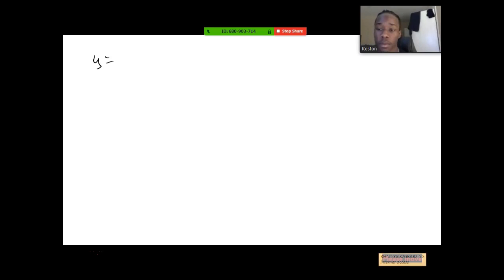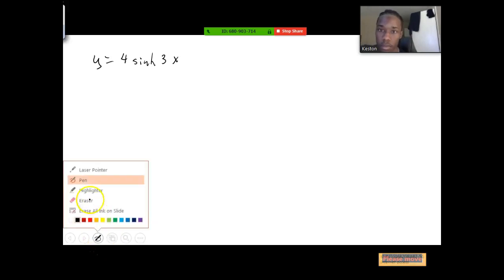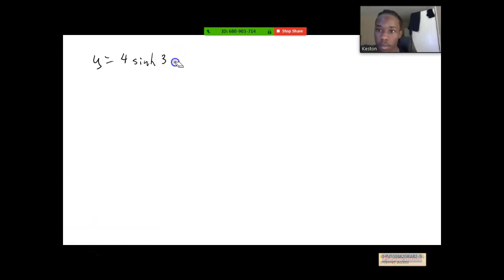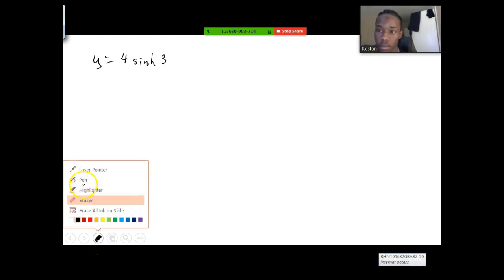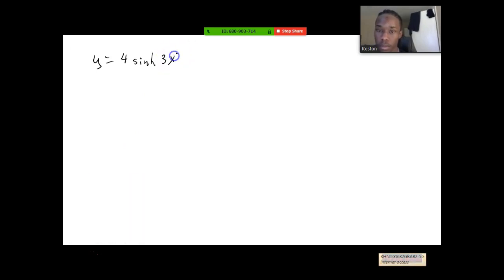Okay. Here's a function, and one I don't particularly care for. It's on page 127: y is equal to 4 times the hyperbolic sine of 3x. Sometimes my pen is slow, and I've gotten used to hesitating, but it's writing very well right now, knock on wood.